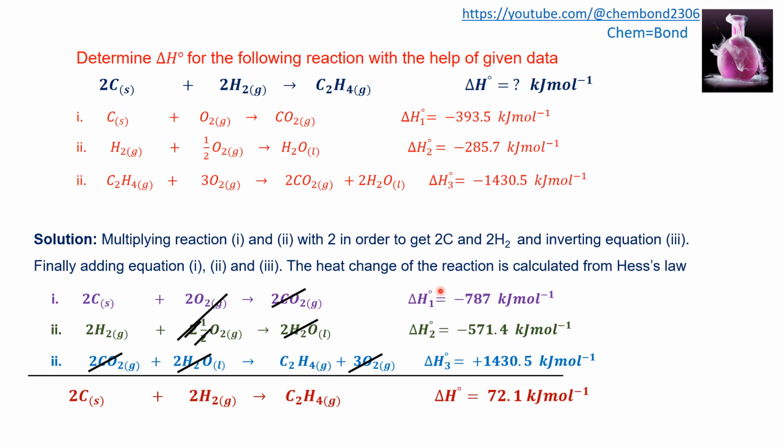Now coming towards the enthalpy change. According to Hess law, we will sum up all these reaction enthalpies. So we will get 72.1 kilojoule per mole. 72.1 kilojoule per mole is the change in enthalpy for the formation of the ethene molecule.